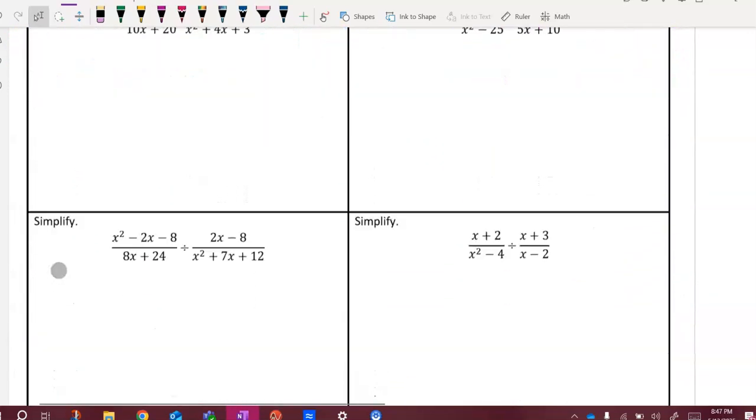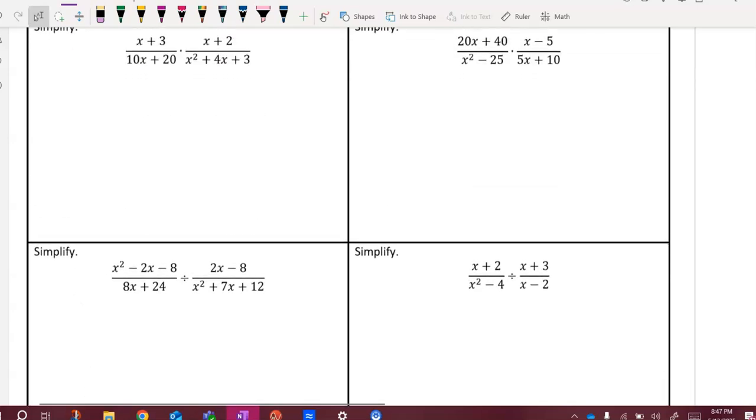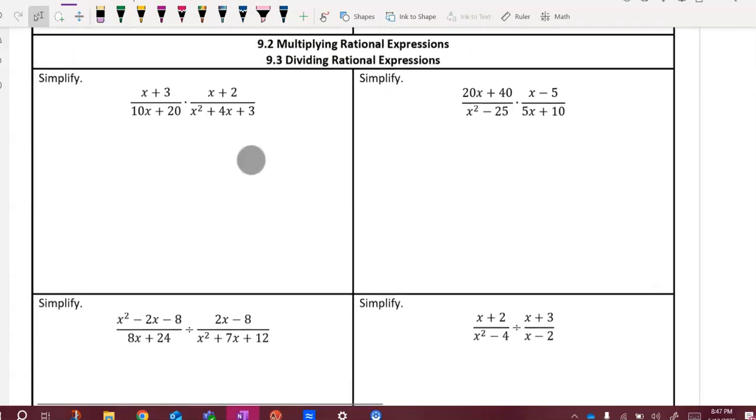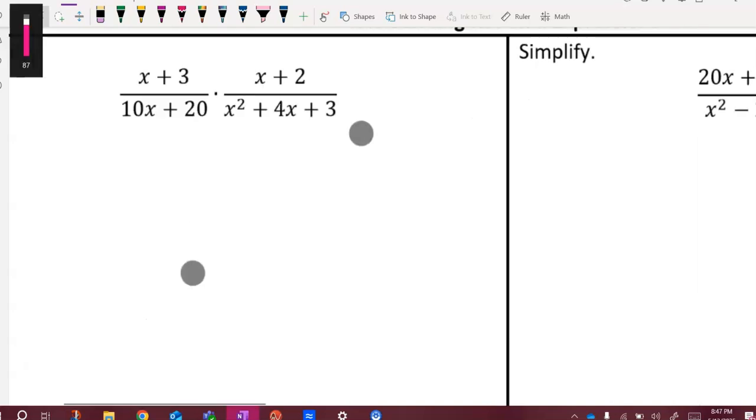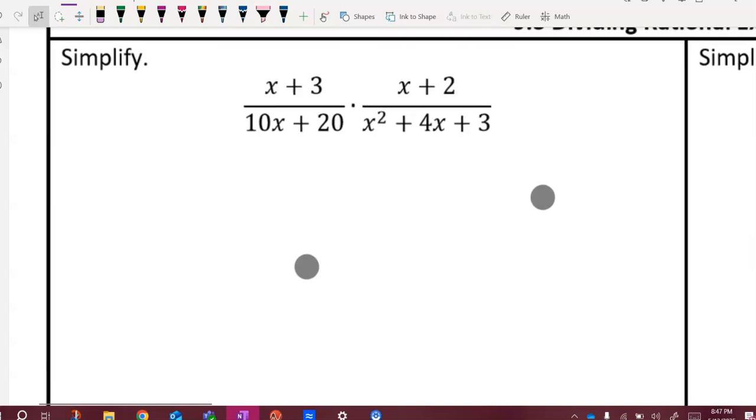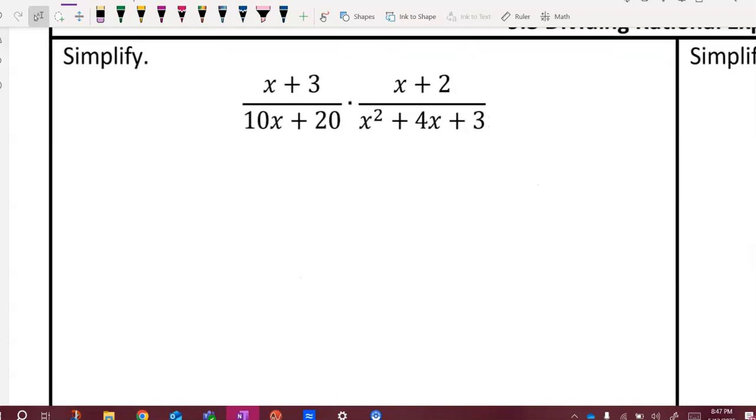Next section. Oh, and this is the last section. Yay, we're almost done. Okay. We need to multiply and divide these rational expressions. Let's start with this first one. Here we are multiplying. When we multiply, all we need to do is factor and then cancel things out and simplify. So here I see that this denominator can be factored, and I see that this quadratic can be factored as well.